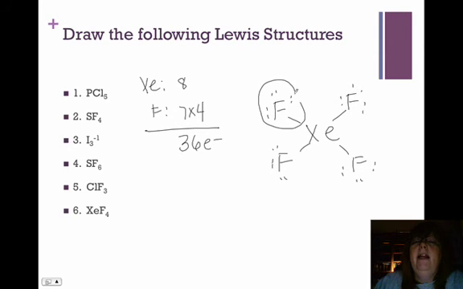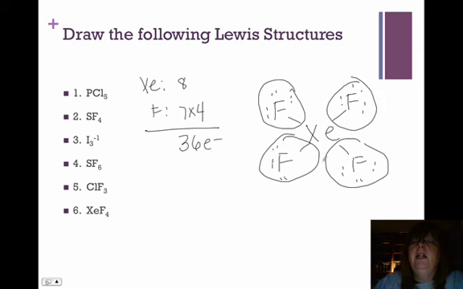So we have 8, 16, 24. We have 32 electrons represented. 32, 33, 34, 35, and 36. Well, there we have it. We have broken the octet rule.